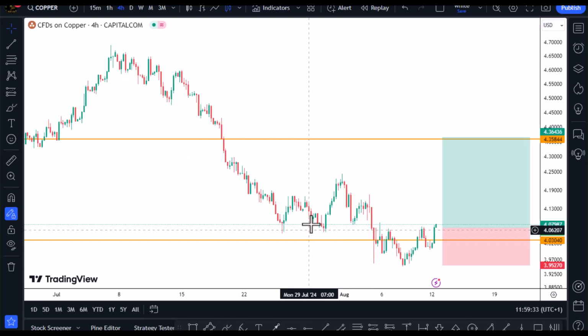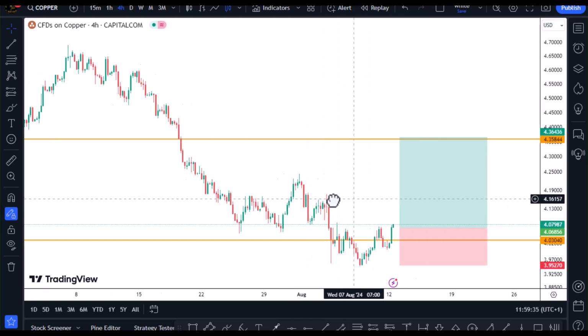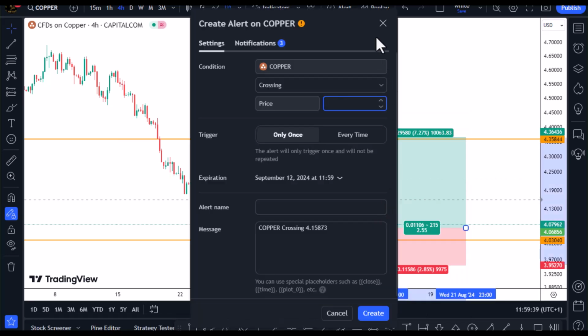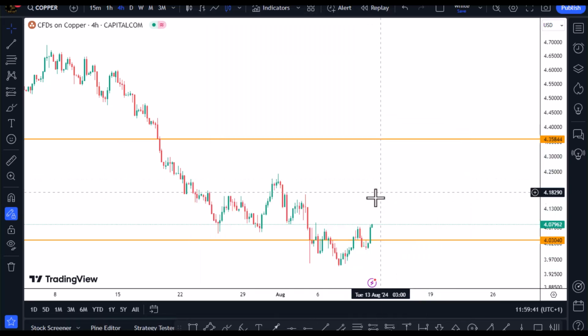Now let's get back to it, and use this chart as an example of how to set a take profit in the market.